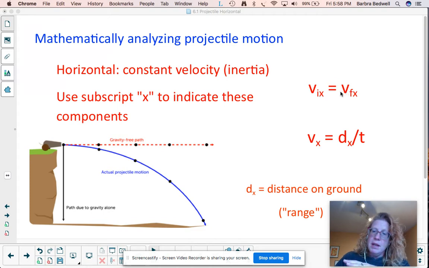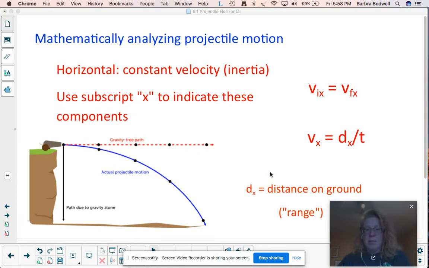That's a big thing. And because they're the same, we can use this equation down here, which is velocity is distance divided by time. Since it's not accelerating, we can do that. So Vx, or horizontal velocity, is dx, horizontal distance, divided by time. Remember that dx is the range, or the distance that's on the ground.